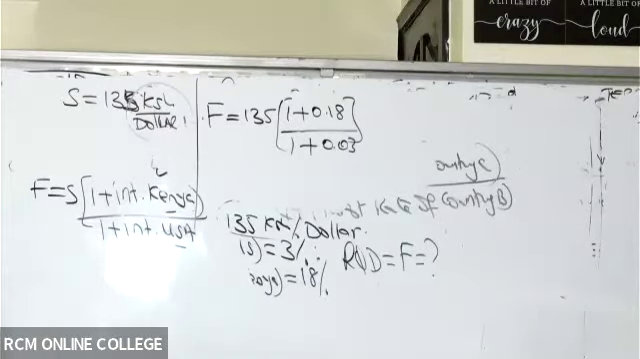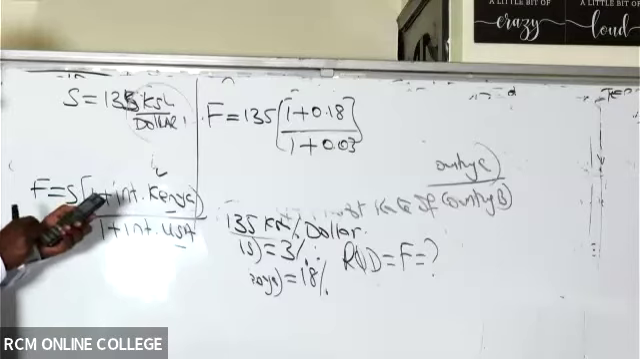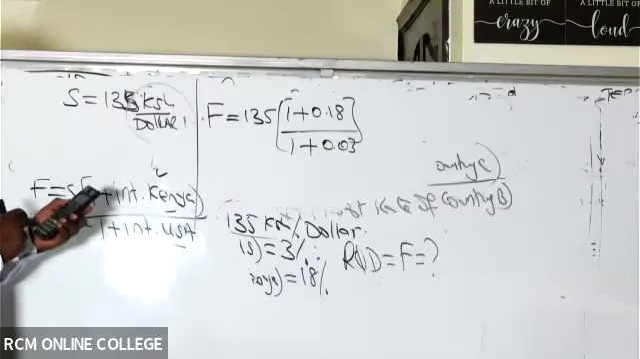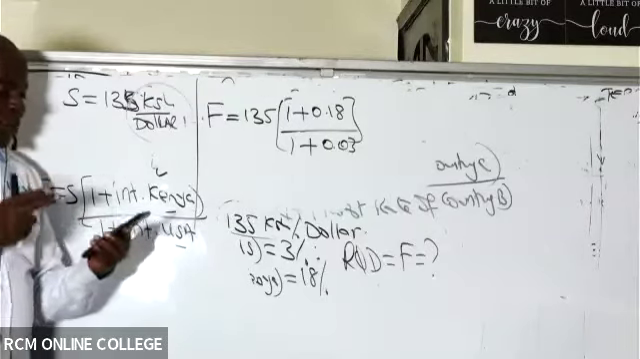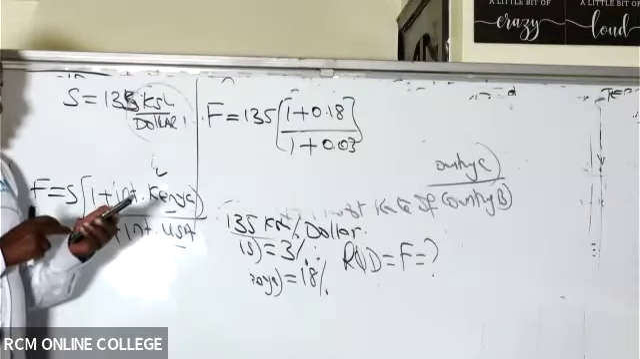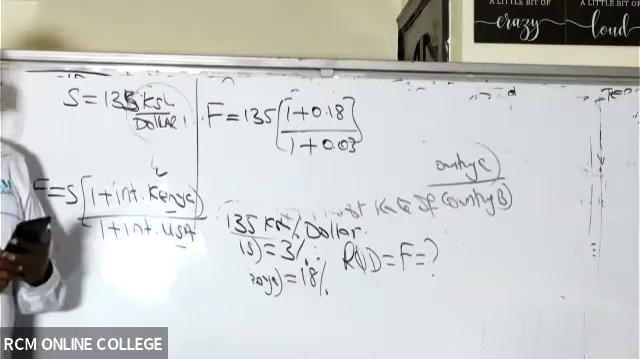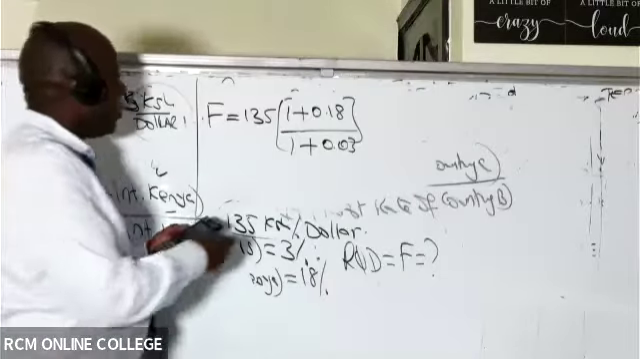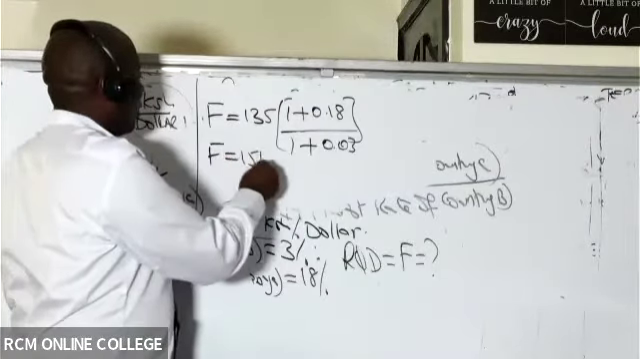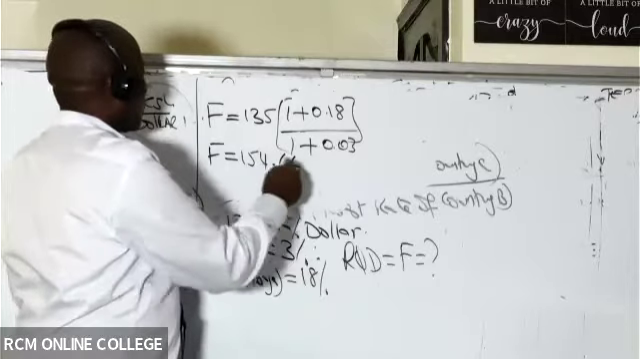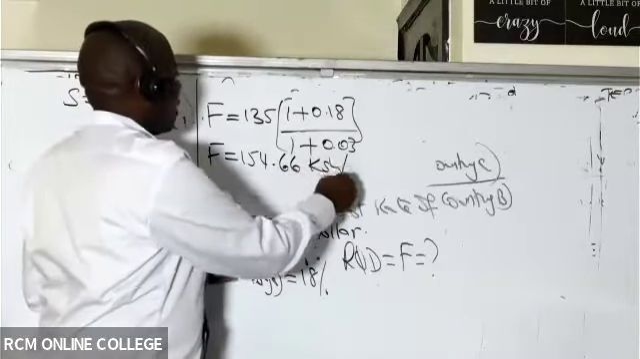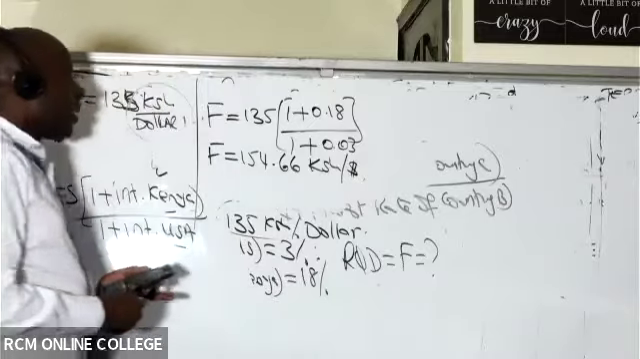Then I have to get my calculator. I don't seem to see my calculator around here. I have it now. So this is what I will do. I'll say 135 times, open brackets, 1.18, close, divided by open brackets, to take care of the denominator separately, 1.03, close. So what are we getting there, ladies and gentlemen? What I'm getting here is 154.66. In this case, Kenya shillings per what? Per dollar.